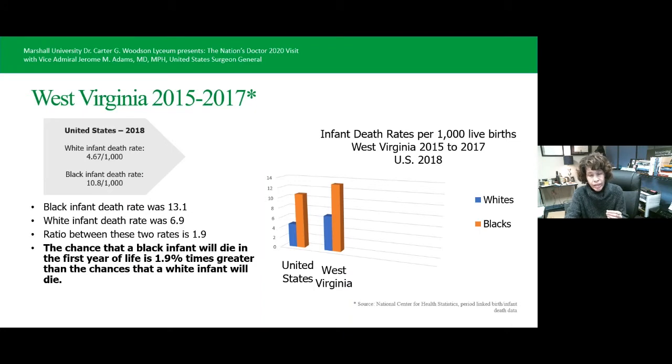But what is equally as interesting is the fact that in West Virginia, while African American women make up a smaller percentage of the population, we have this disparity in the infant death rate between Black and white women. And so what we see here is that the Black infant death rate in West Virginia, aggregated from 2015 to 2017, is 13.1 infant deaths per 1,000 births. And so what this adds up to essentially, as the slide says, is that the chance that a Black infant will die in the first year of life is 1.9% times greater than the chances that a white infant will die in West Virginia. Next slide, please, Dr. Shapiro.